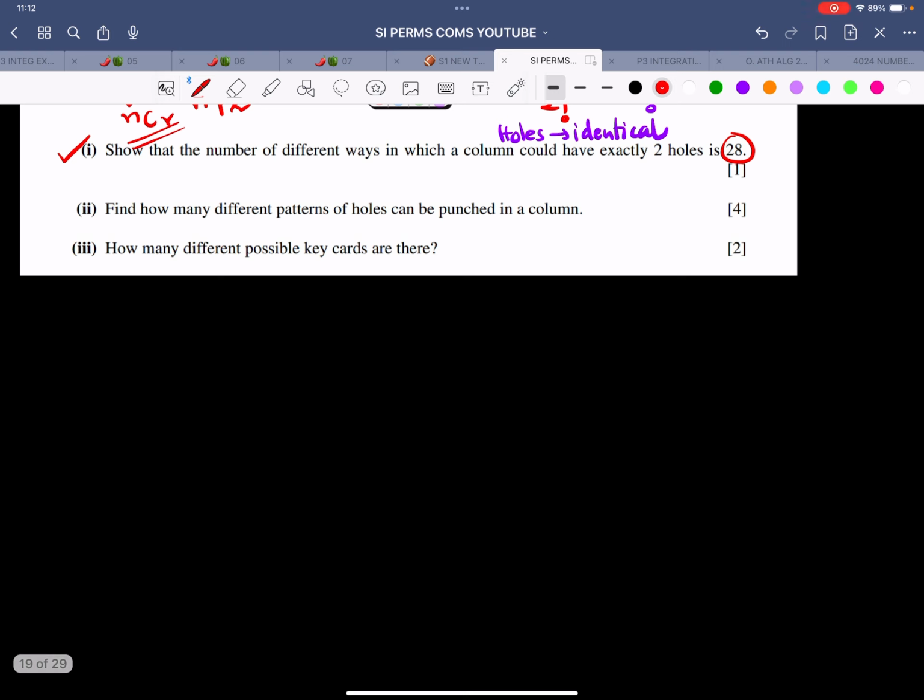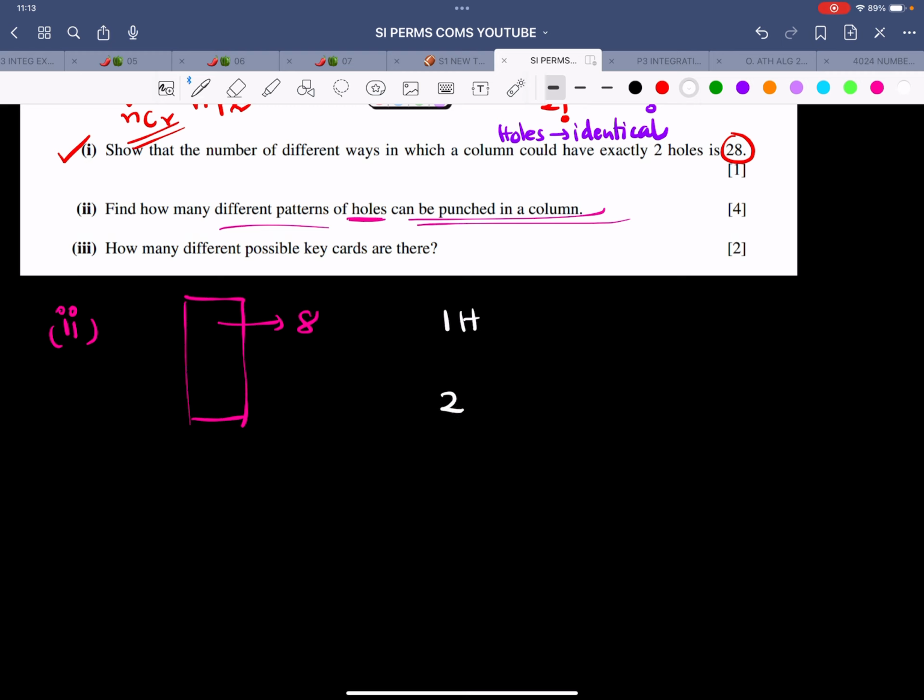Now what is the second part? The second part is: find how many different patterns of holes can be punched in a column. In a column there are 8 possible positions, and there could be a possibility of 1 hole or 2 holes or 3 holes or 4 holes. So grab your calculator and evaluate first of all 8C1. I'm using the concept of nCr. Let's keep it simple. So 8C1 comes out to be 8.